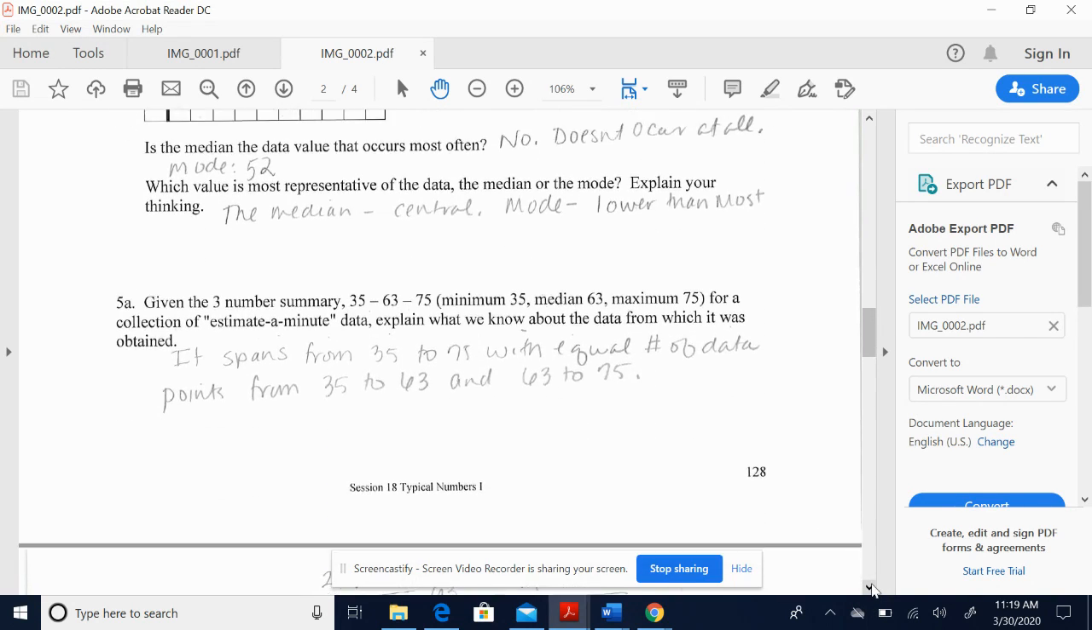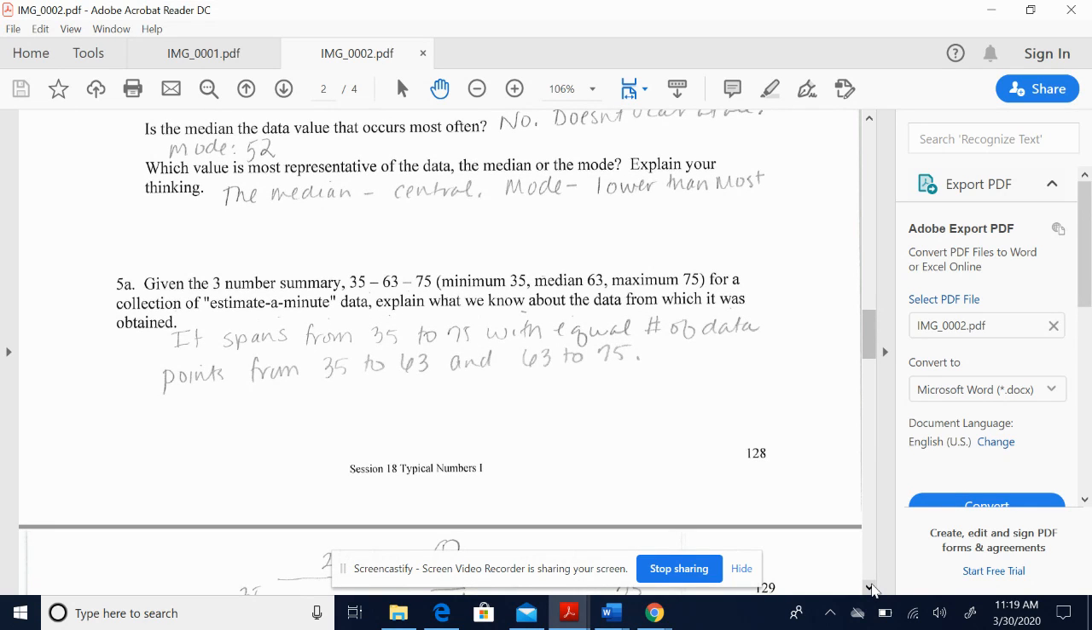So given the 3-number summary for a collection of this data, what do you know about the data from that summary? Okay, I know that it spans from 35 to 75. So the lowest it can be is 35, the highest it can be is 75. The middle result is 63. So half of these results are going to be between 35 and 63. And the other half are going to be from 63 up to 75. That's what I know just from that 3-number summary.